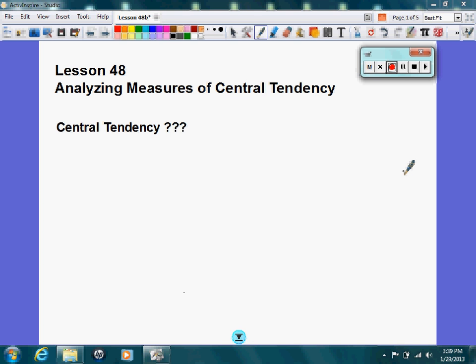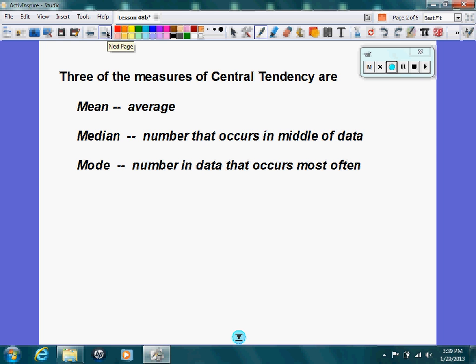Yesterday we talked about analyzing measures of central tendency, and we talked about what central tendency was: numbers that occur in the center or the middle of the range of data. We had three measures of central tendency. The mean is simply the average: you add the numbers together and divide by the number of numbers that you added together. The median is the number that occurs in the middle of the data, and the mode is the number in the data that occurs most often.